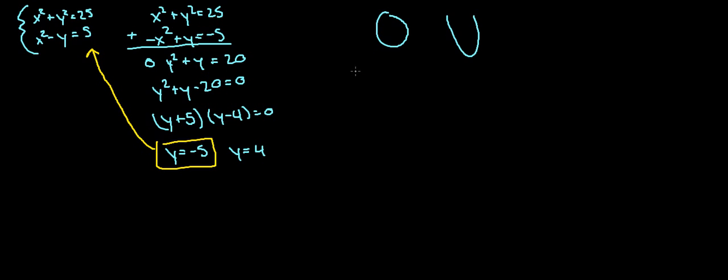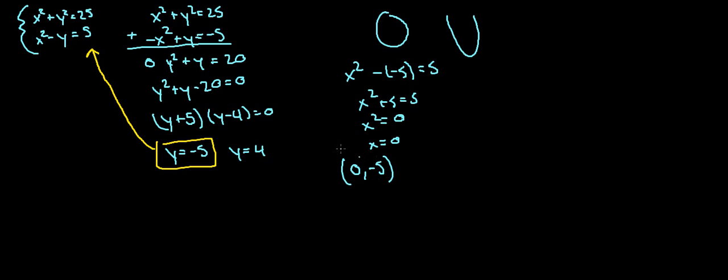So I'll substitute these in. X squared minus 5 is equal to 5. X squared plus 5 is equal to 5. X squared is equal to 0. X is equal to 0. So one of my points or solutions for this system of nonlinear equations is 0, minus 5. Now I may have more because I've yet to substitute back y is equal to 4. So I'll substitute it back into the same equation and I'll see what happens.